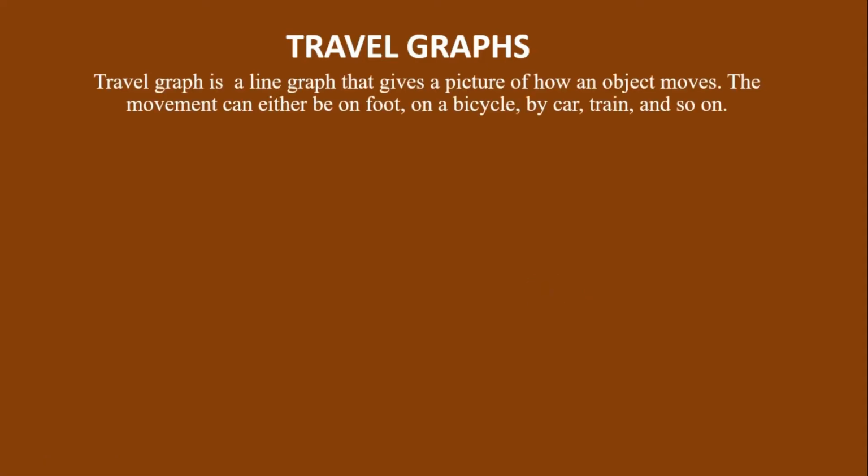Welcome to today's lesson, and today we'll be looking at travel graphs. A travel graph is a line graph that gives a picture of how an object moves. The movement can be on foot, by bicycle, or by car. It can be any object that is moving.